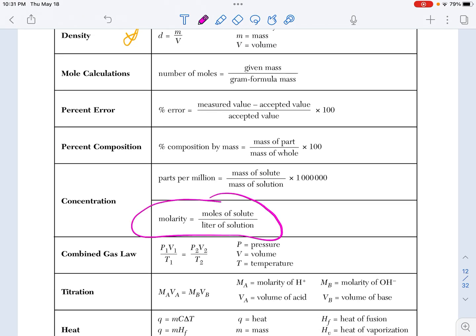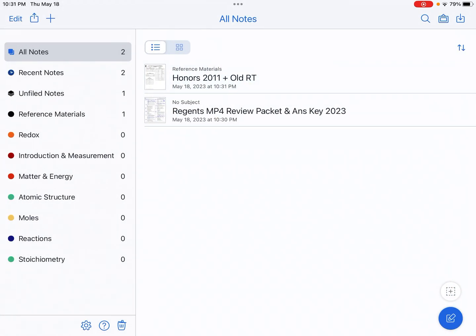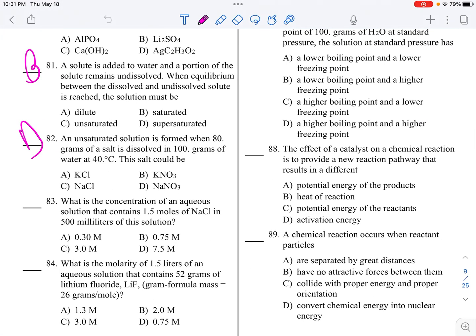Moles of solute over liters of solution. So if I come over here, moles of solute over liters of solution. Oh no, I have milliliters of solution. So I'm going to need to move this to 0.5 liters. So 1.5 divided by 0.5 gives me 3 molar.